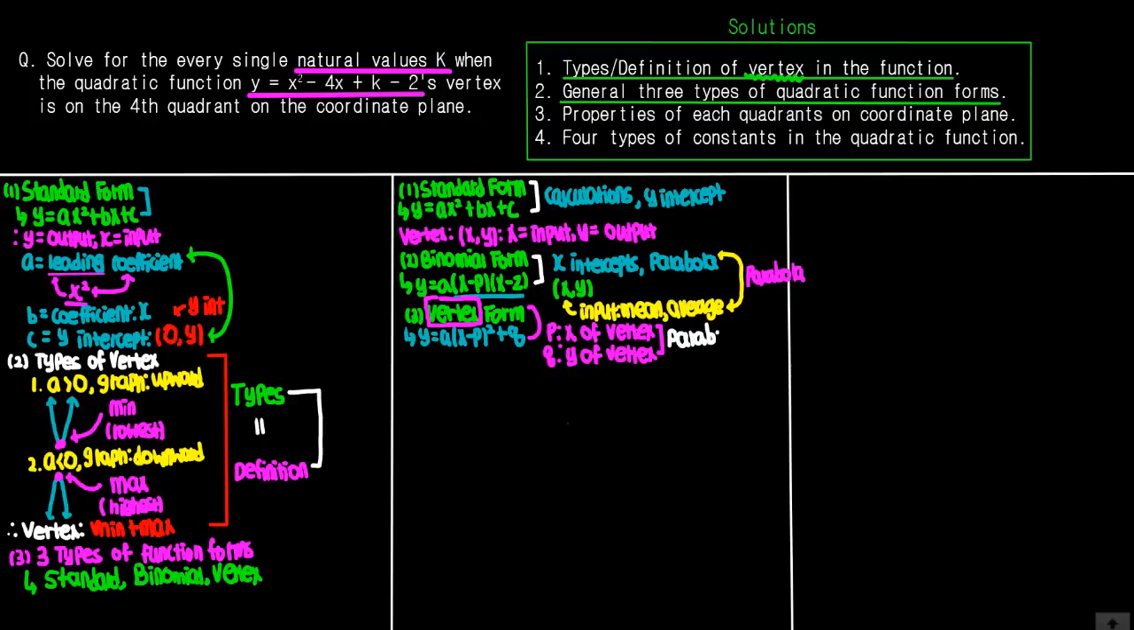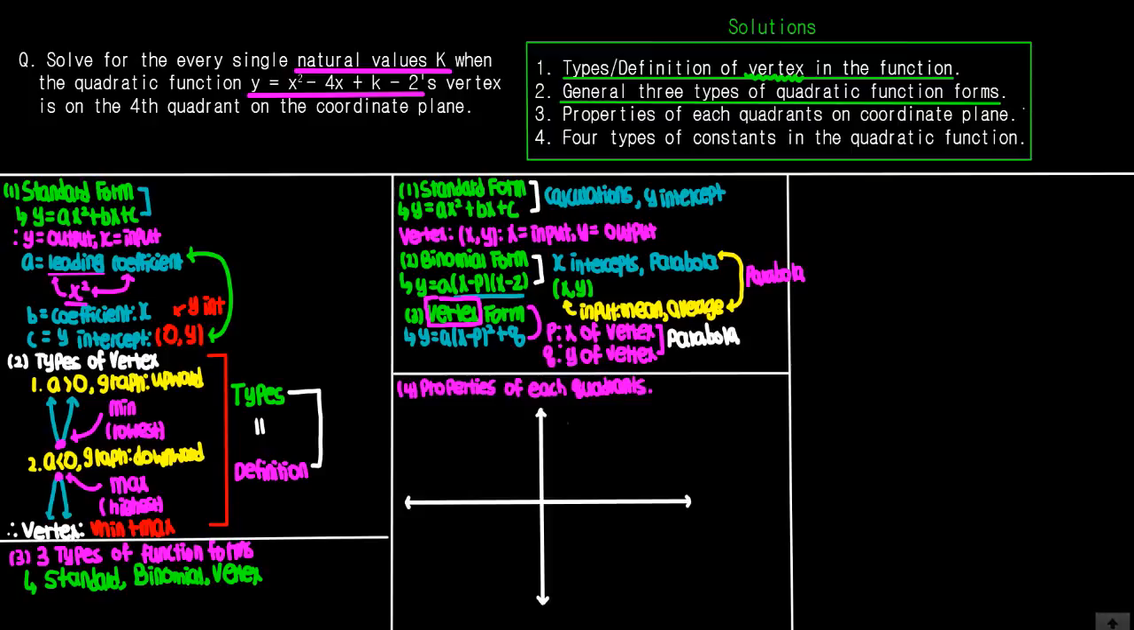And these are the three function formats: standard form, binomial form, as well as vertex form, and we talked about their properties. These will be our second solution, which is the general three types of quadratic function forms.